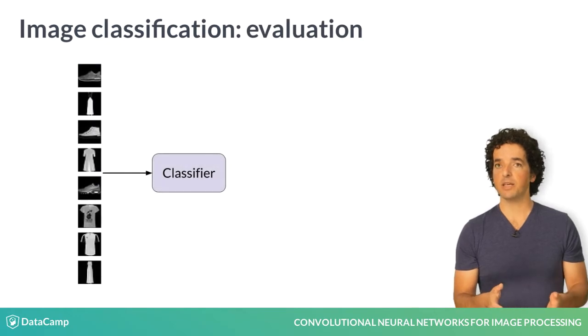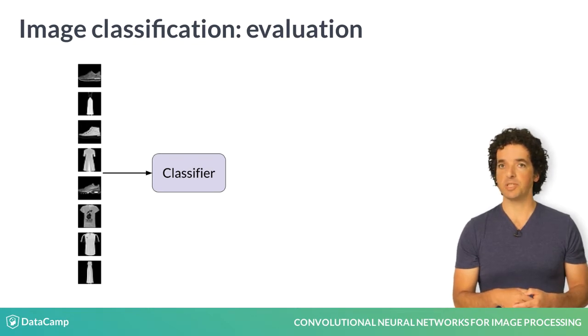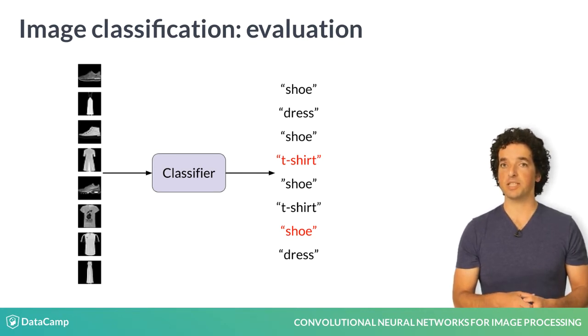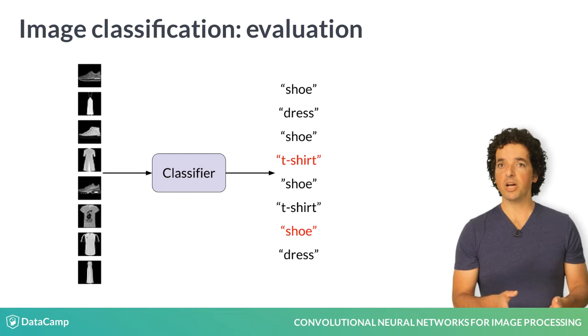At the end of training, we would like to know how well our classifier does. To avoid an estimate that is overly optimistic because of overfitting, we evaluate it by testing it on a portion of the data that has been set aside in advance for this purpose. In this case, the classifier is able to correctly classify some of the images, but incorrectly classifies an image of a dress as a t-shirt and an image of a t-shirt as a shoe.